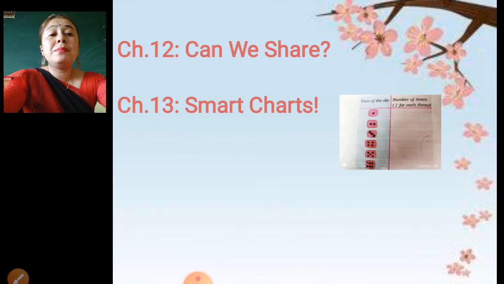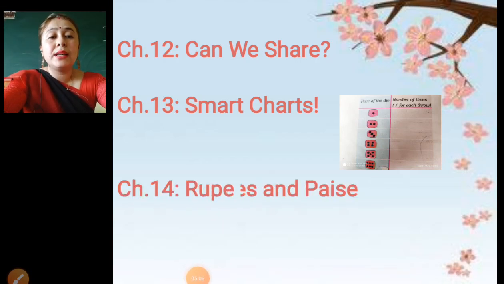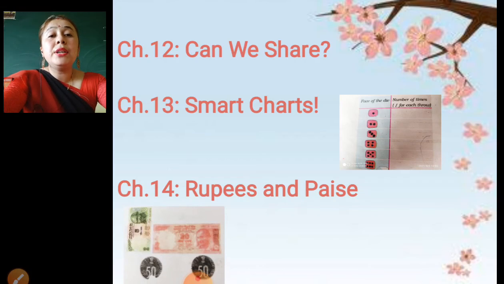So Can We Share is basically the short form of division, okay, in which we will divide different numbers by another number. And chapter 13 is Smart Charts. We will learn to draw smart charts using different data given. Chapter 14 is the last chapter and it deals with Rupees and Paise. Here you will learn to convert rupees into paise and paise into rupees. So these are the chapters we will learn in Math Magic in class 3, children.